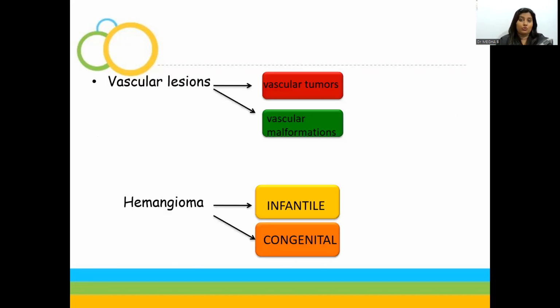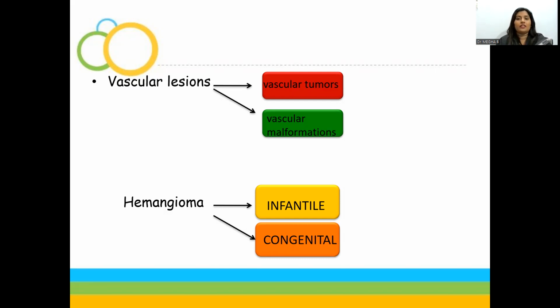As I had already said, hemangioma is a vascular lesion. Vascular lesions can be further classified as vascular tumors and vascular malformations. Hemangioma comes under the category of vascular tumors. Vascular malformations are any arterial malformations, capillary malformations, or lymphatic malformations. All of these come under vascular malformations.